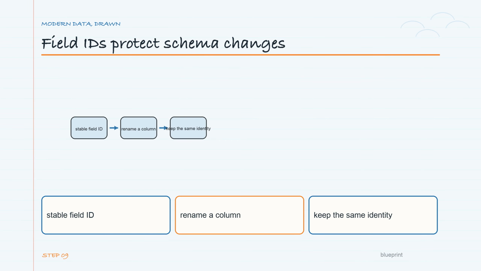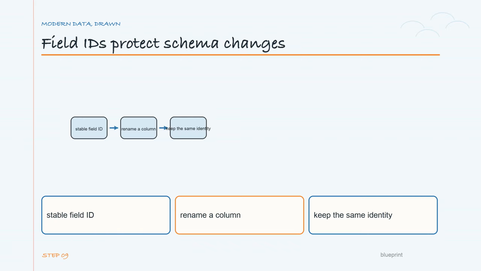With the previous step in place, the next piece becomes easier to see. Iceberg identifies columns with stable numeric field IDs, not only their names or positions. That lets a column be renamed while keeping its identity. It also reduces the risk of an old column's data being mistaken for a different new column.